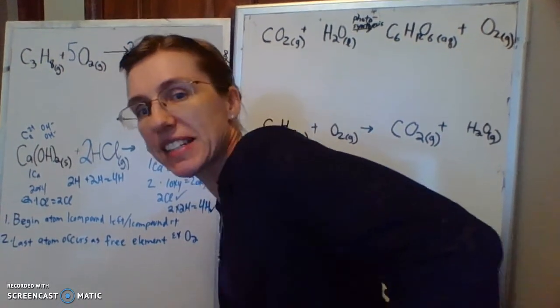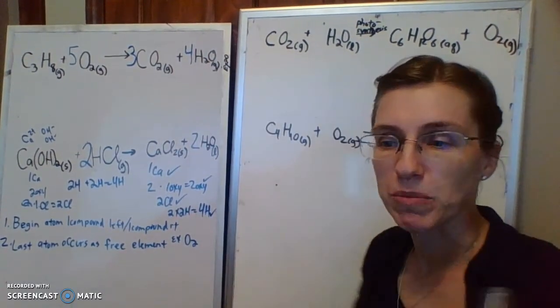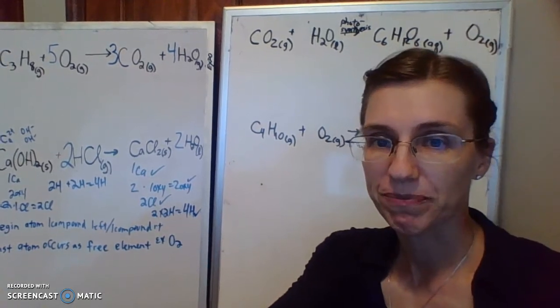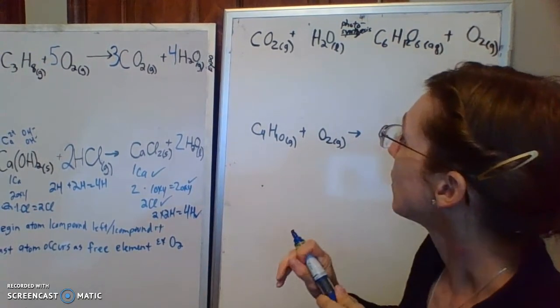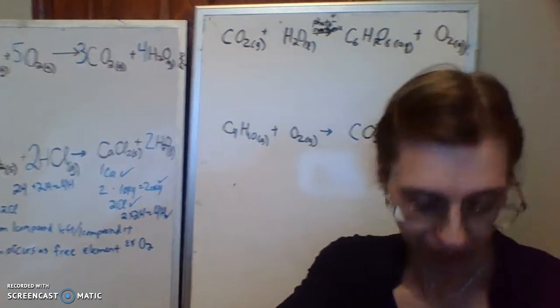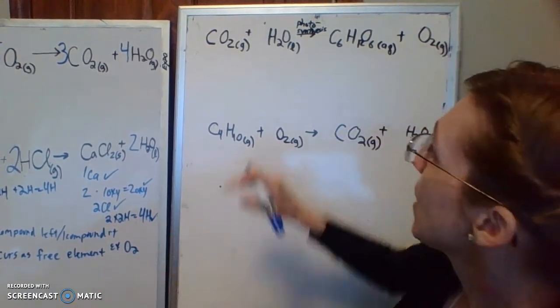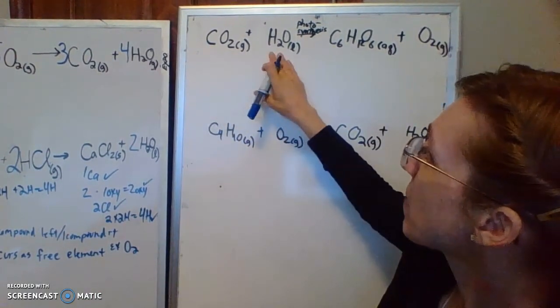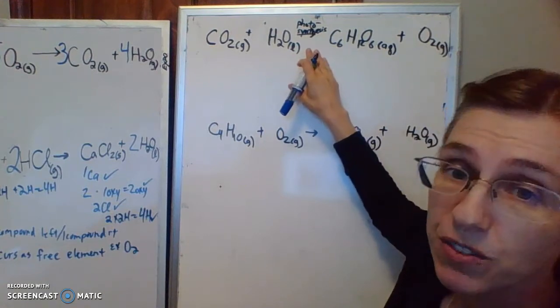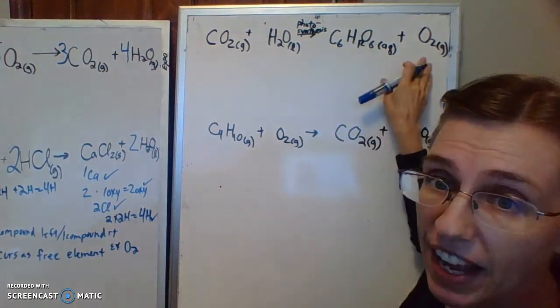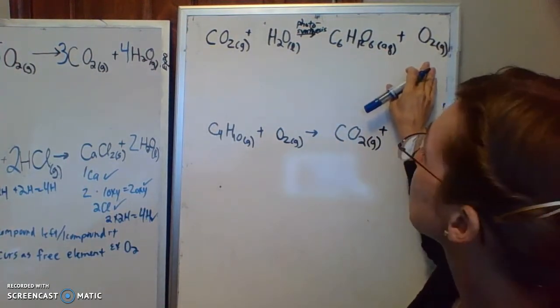Let's do another one to practice this. Here we get into a little bit higher numbers. We have some unusual situations. So let's go ahead and work with these. Here we've got carbon dioxide combining with water in a photosynthesis reaction to produce glucose and O2 as a product.